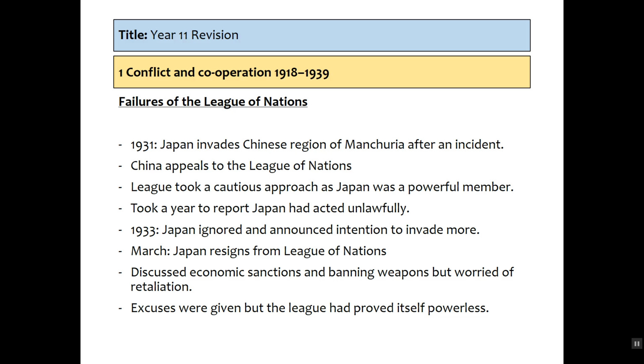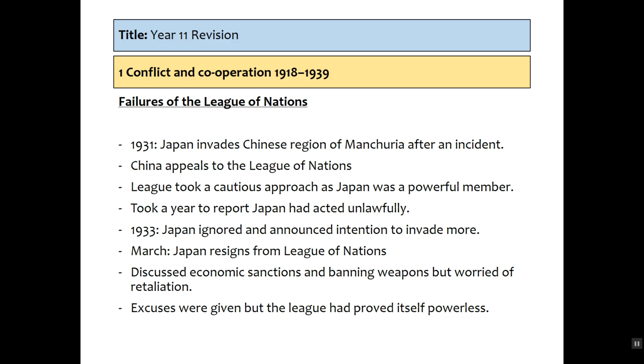Japan, by this point, is an exceptionally powerful member. It's one of the wealthiest countries. It's certainly economically developing very quickly. It takes a whole year to report that Japan had acted unlawfully, when it's very obvious to an outsider that they had done so. In 1933, Japan ignores it and announces its intention to actually go above and invade more. The League of Nations is now in a precarious position, and by March, Japan resigns from the League of Nations.